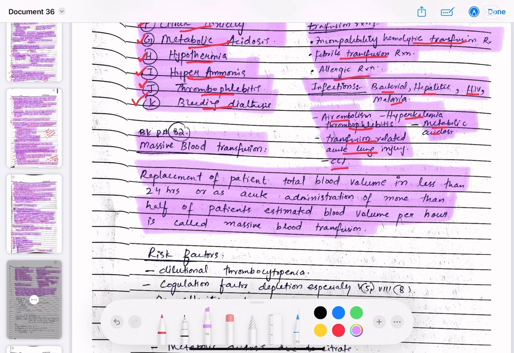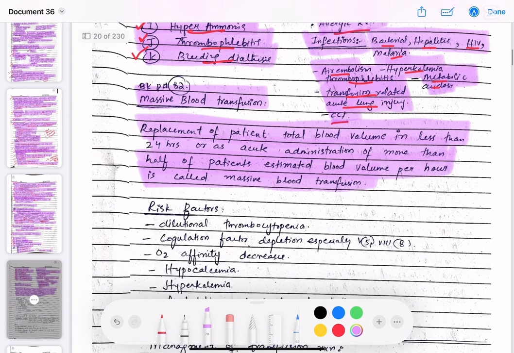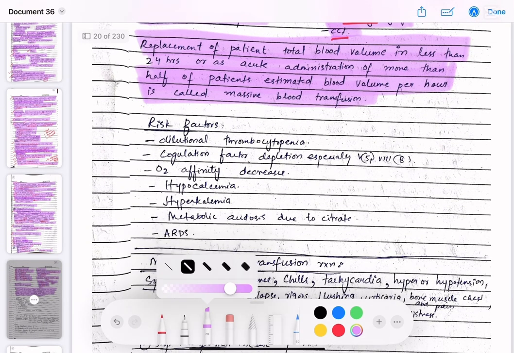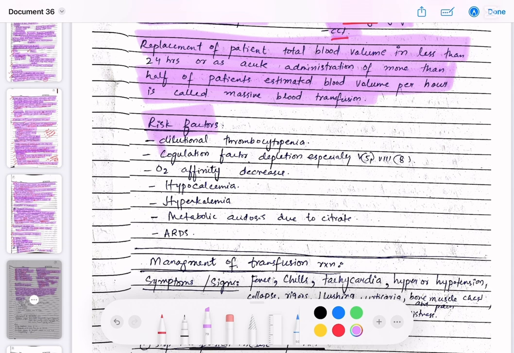Replacement of the patient's total blood volume in less than 24 hours, or acute administration of more than half of patient's estimated blood volume per hour, is called massive blood transfusion. Now, what are the risk factors? The risk factors for massive blood transfusion are dilutional thrombocytopenia, coagulation factor depletion, especially factor 5 and 8. All the coagulation factors are important, but 5 and 8 are the most important ones.